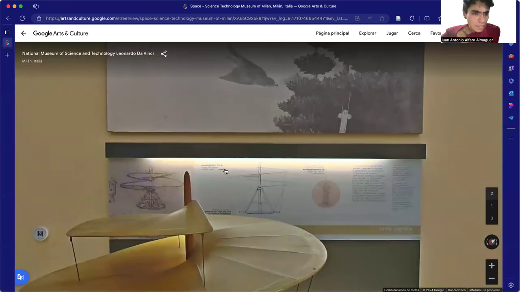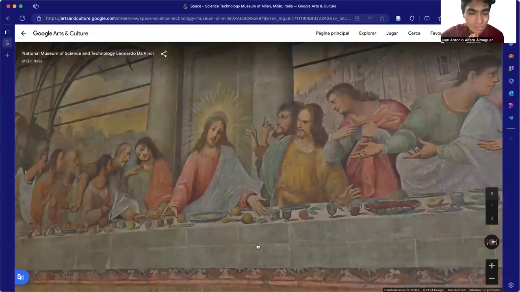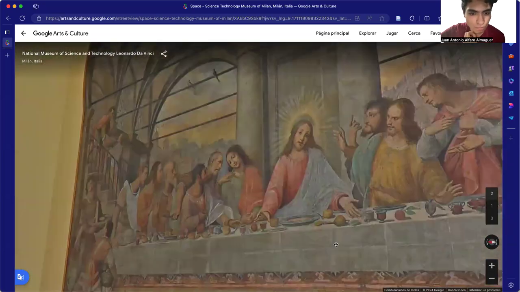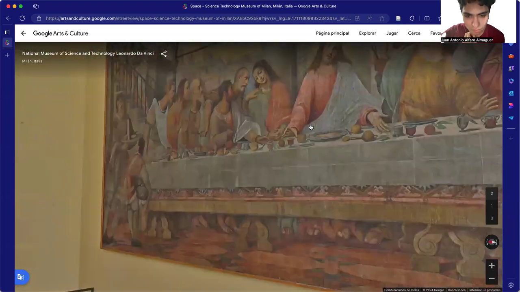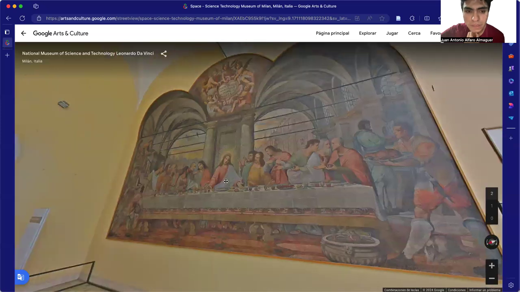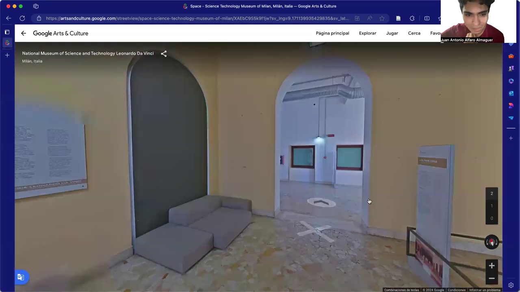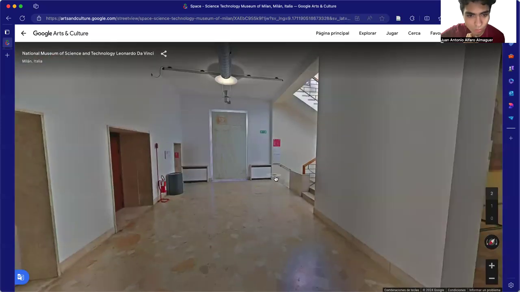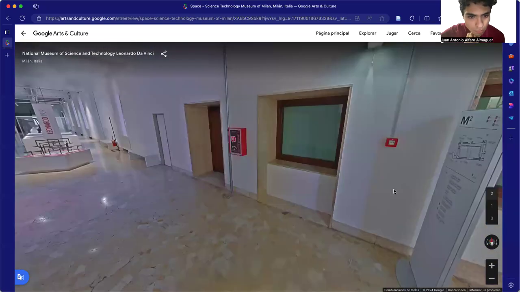I think they're from Leonardo da Vinci, because the National Museum is called Leonardo da Vinci, and we have here the Ultima Cena painted by Leonardo da Vinci. This is very cool. I am a Catholic, and it is very nice to see this picture in a science museum. This is very beautiful. Ah, the Vitruvian Man.